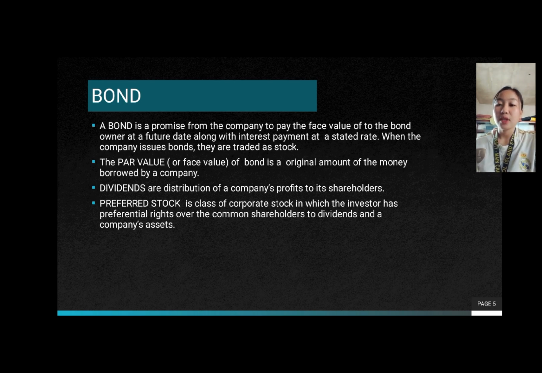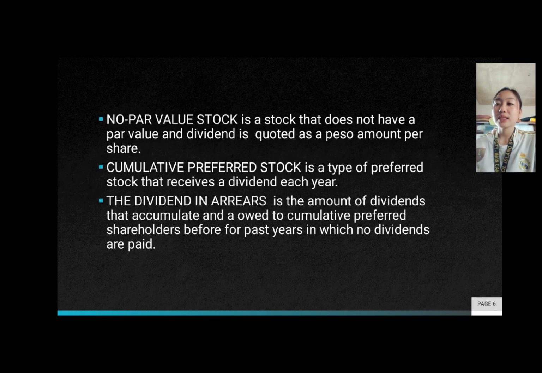Next is the dividends. Dividends are a distribution of a company's profits to its shareholders. So if you are a shareholder, you will be given a dividend. Next is the preferred stock. Preferred stock is a class of corporate stock in which the investor has preferential rights over the common shareholders to dividends and company assets. Next is no par value stock, a stock that does not have a par value, and the dividend is quoted as a peso amount per share.